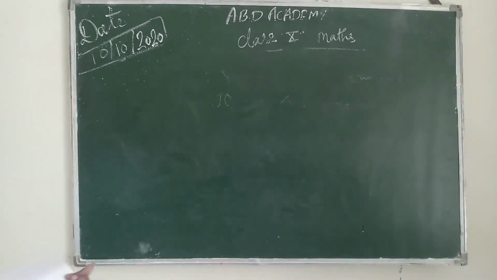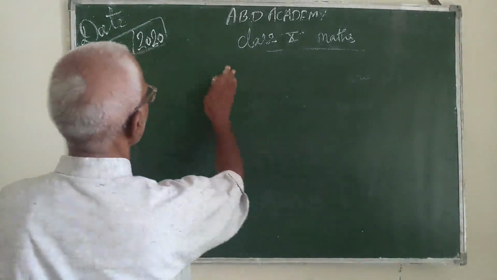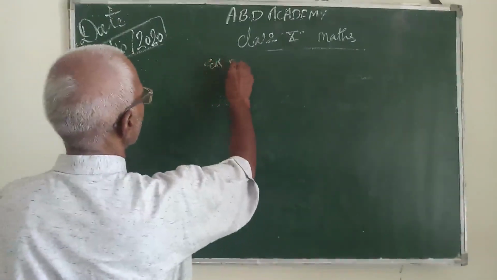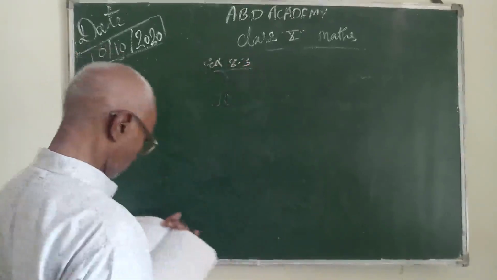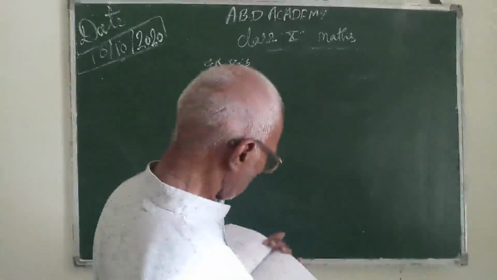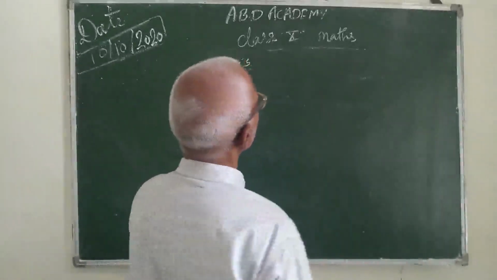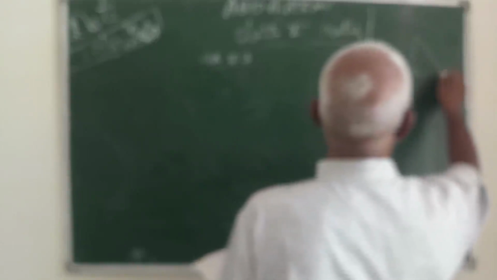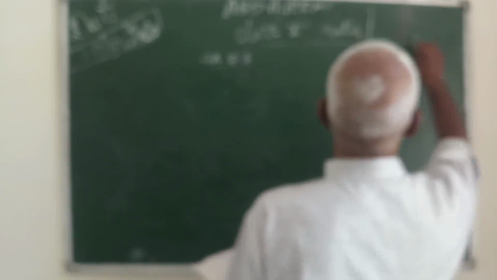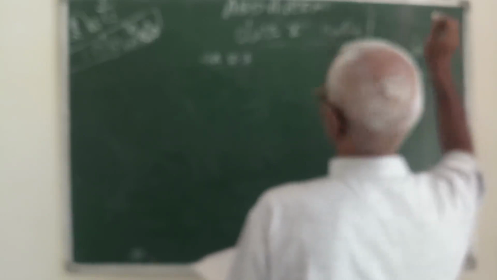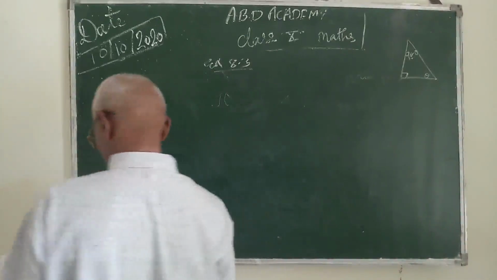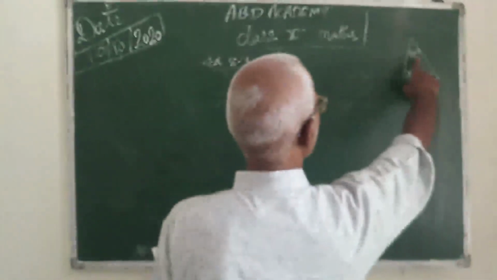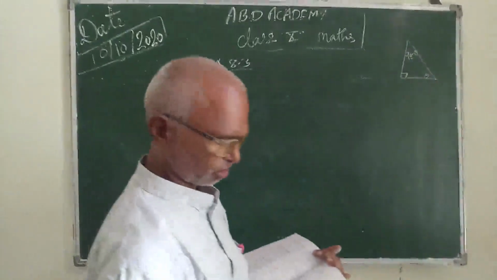Now let us start class 10 maths trigonometry exercise 8.3. Here are complementary angles. What are complementary angles? In a right angle triangle, one angle is a right angle. If this angle is theta, the other is 90 minus theta. So, if this angle is theta, then the complementary angle will be 90 minus theta.